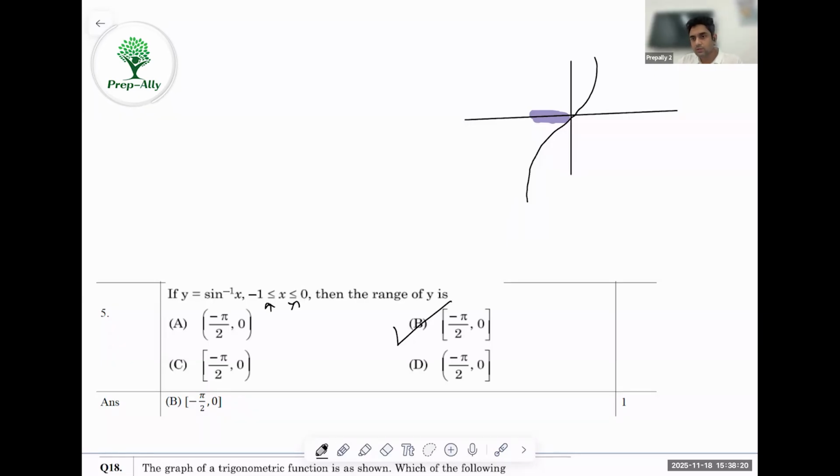In case you are not sure, there's also another way you could have done it. You can directly put in the values: what will be sine inverse -1? What will be sine inverse 0? We all know that will be -pi/2 and 0. So everything in between, including both ends, because we are including over here as well.